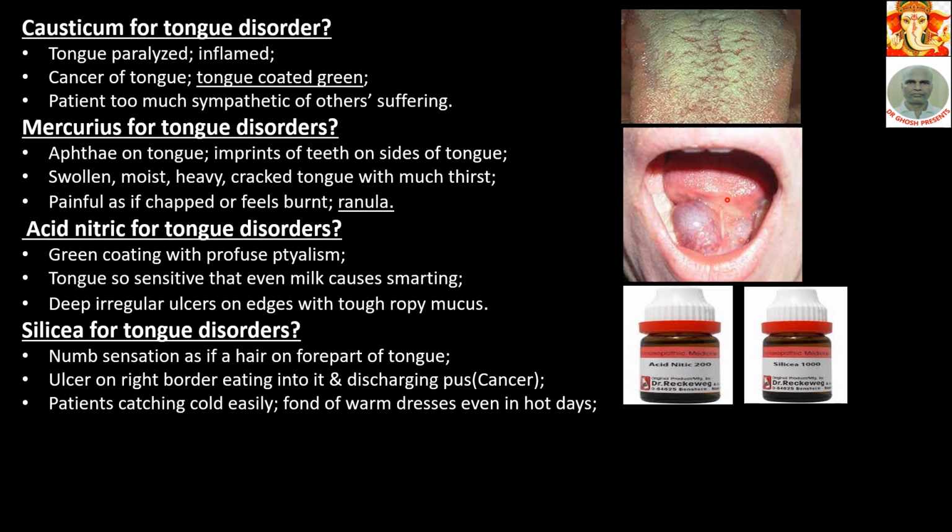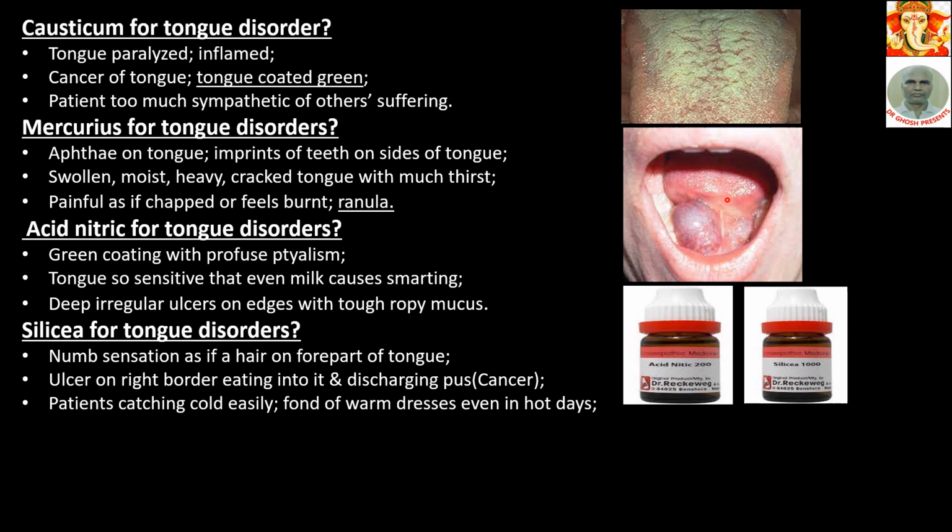It generally comes out from one of our salivary glands. In the mouth, you know, there are 3 pairs of salivary glands. The secretion of the glands is contained within this cystic tumor, ranula. Acid nitric for tongue disorders. Green coating with profuse ptyalism. Ptyalism means salivation. Tongue so sensitive that even milk causes smarting. Deep irregular ulcer on the edges with tough ropey mucus.